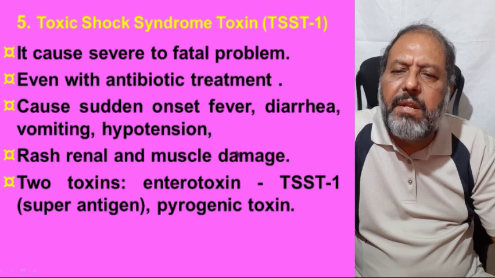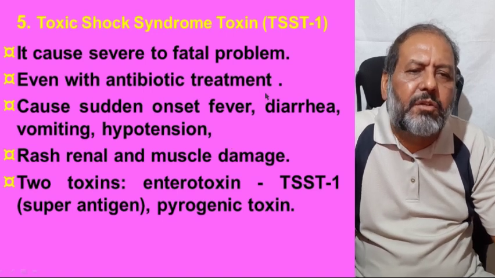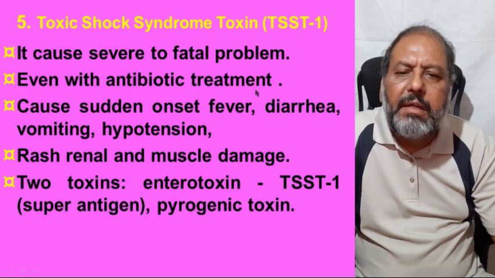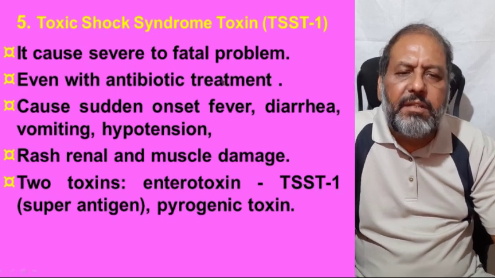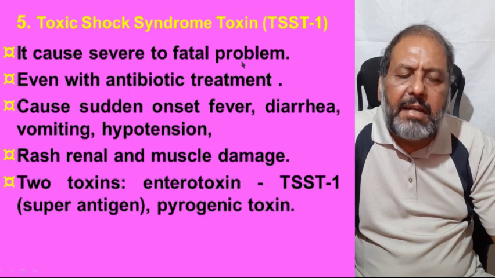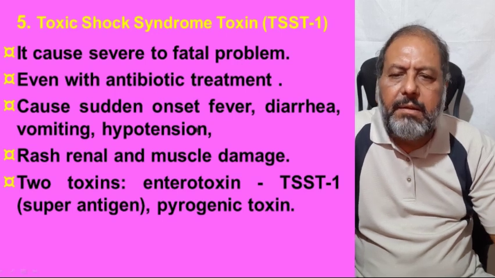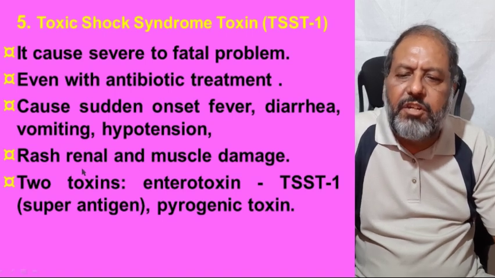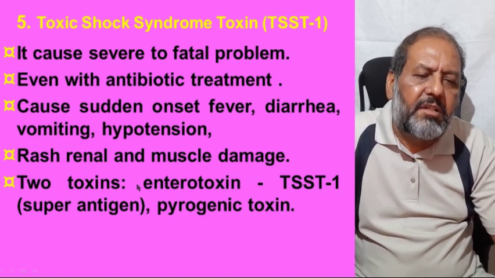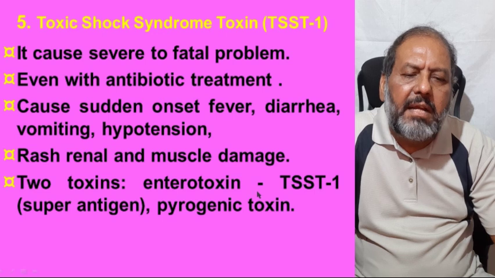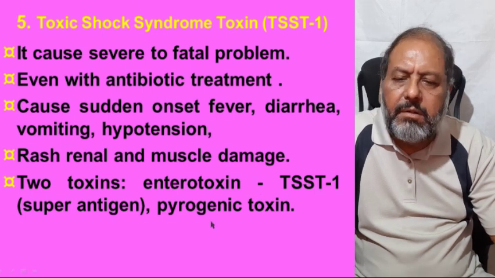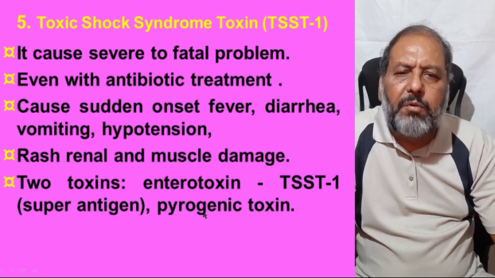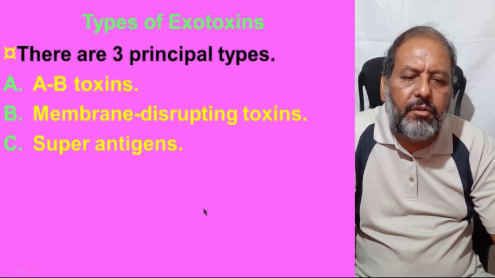Now, the fifth one is toxic shock syndrome toxin, TSST1. It causes severe to fatal problems. Even with antibiotic treatment, these are not going to be reversed. The action of TSST1 causes sudden onset fever, diarrhea, vomiting, hypertension, rash, and renal and muscle damage. Two toxins are responsible: enterotoxin and TSST1, which are a superantigen and a pyrogenic toxin. These are responsible for causing toxic shock syndrome.